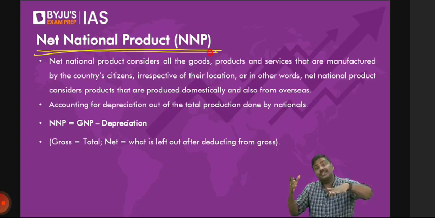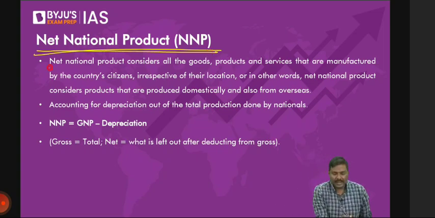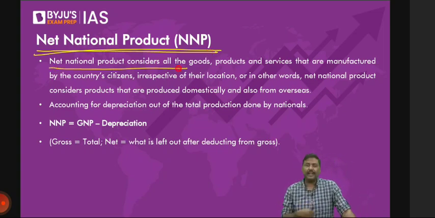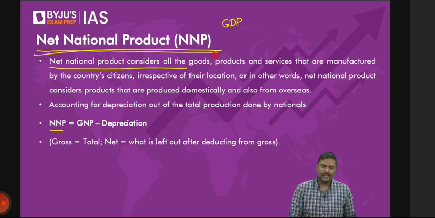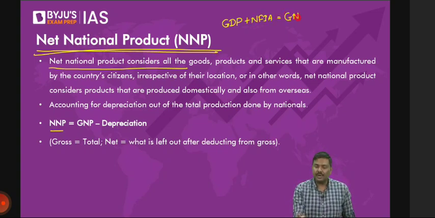Now, have a look at this. How can we calculate net national product? First, you can start with GDP. There are two ways. You can directly write like this: NNP is equal to GNP minus depreciation. Or you can start from GDP. Now you can adjust it for net factor income from abroad. What you get is gross national product. And from the gross national product, you can adjust for depreciation. What you get is net national product.